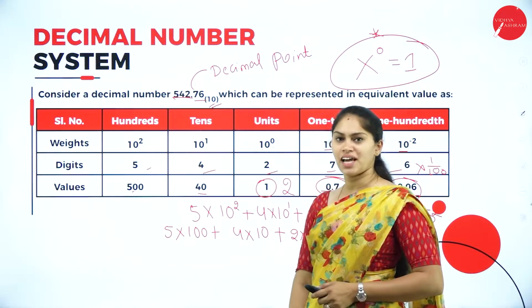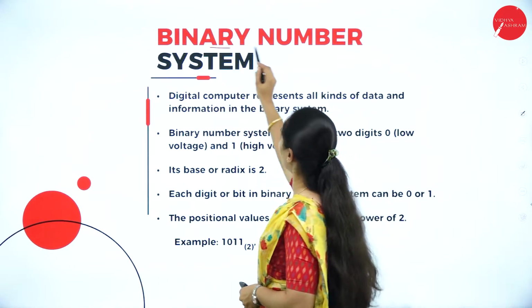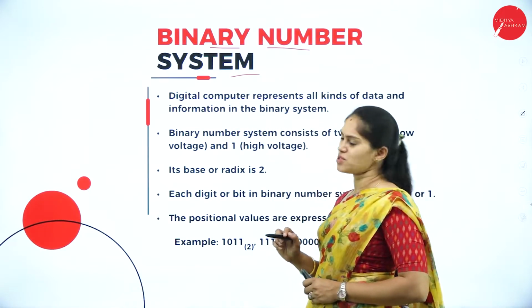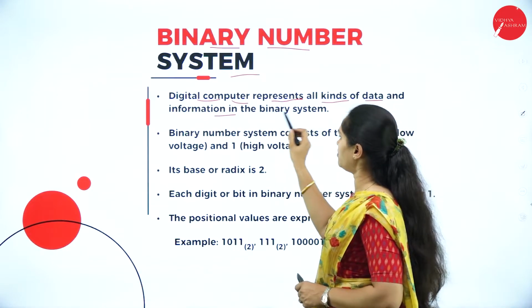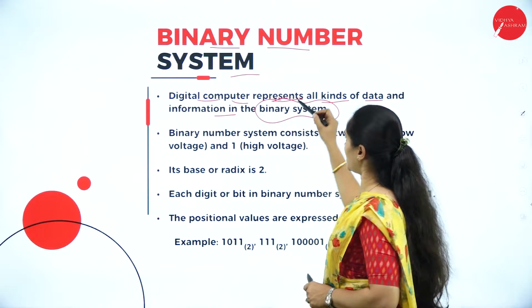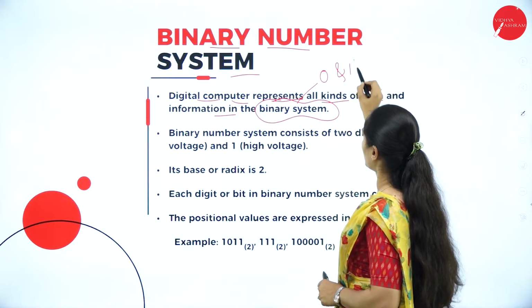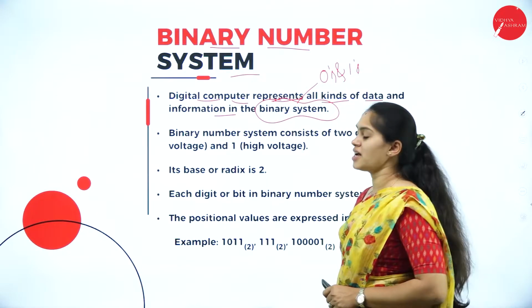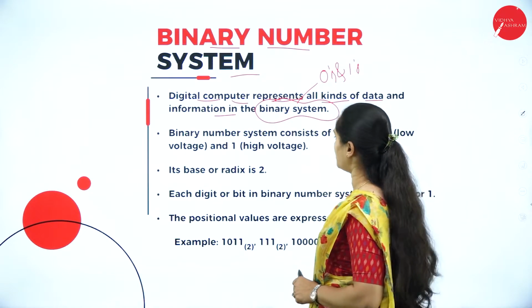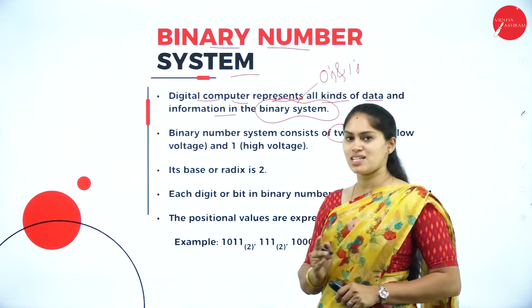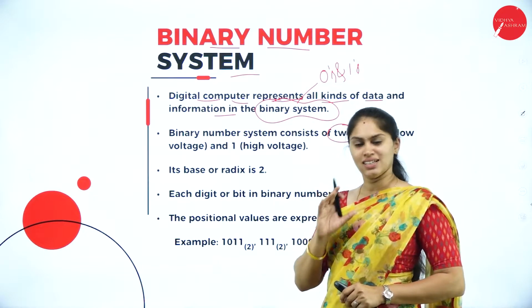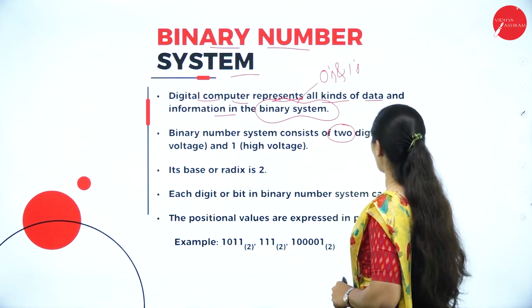We'll see the second type of number system. That's all regarding the decimal number system, now the binary number system. In this, a digital computer represents all kinds of data and information in the binary system. That is what? 0 and 1. So here we have zeros and ones in order to represent the binary number system. It consists of 2 digits. If it is having 2 digits, then what is its base or radix? That is 2 only.